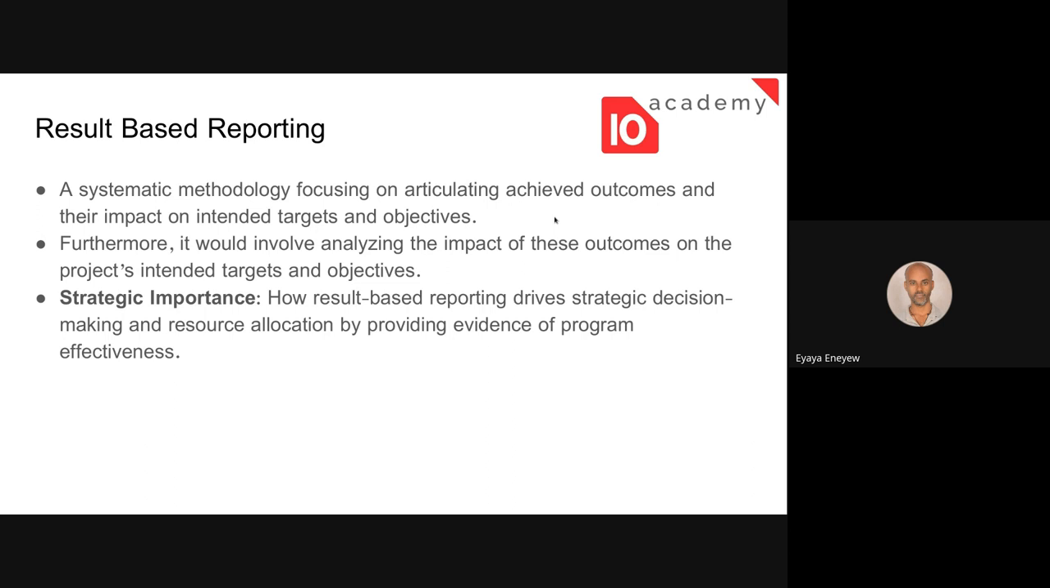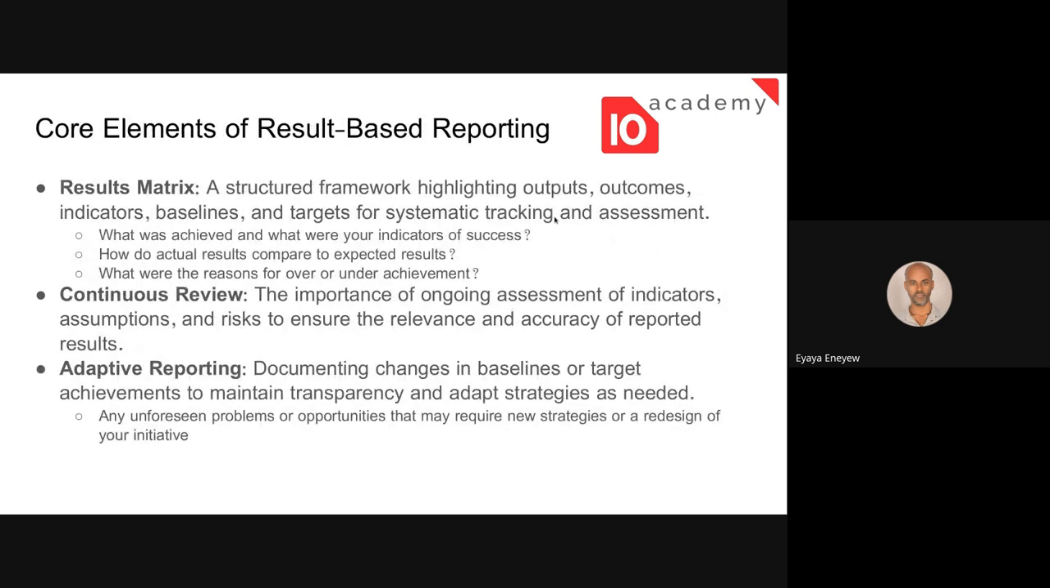We will also see its purpose, and how we can write RBM reporting. We will discuss all of those one by one. The first thing we're going to see is the core elements of RBM reporting. As Radit explained, each goal has to be SMART.